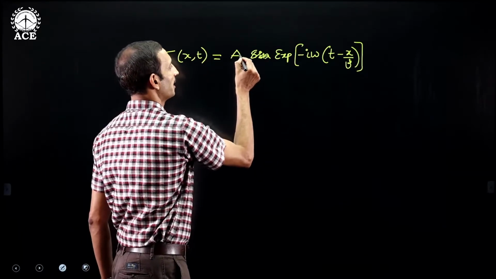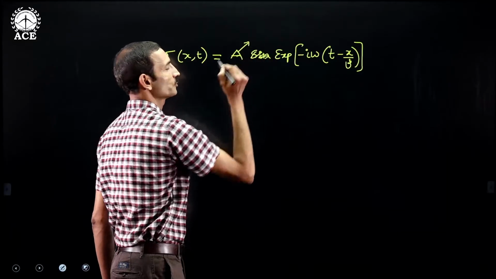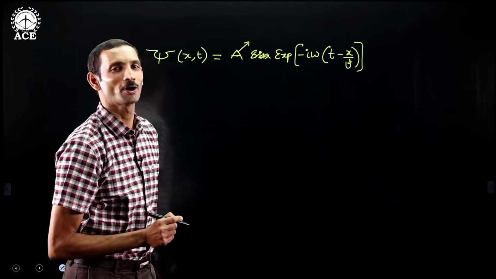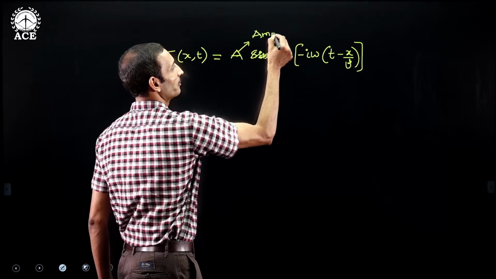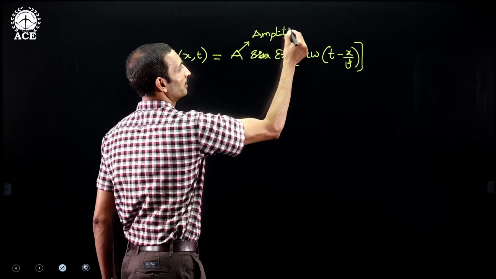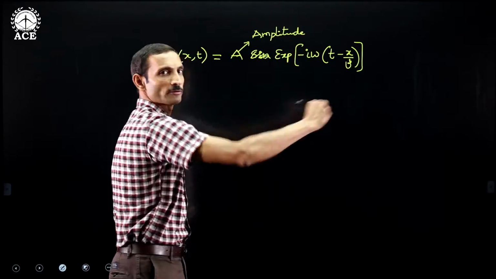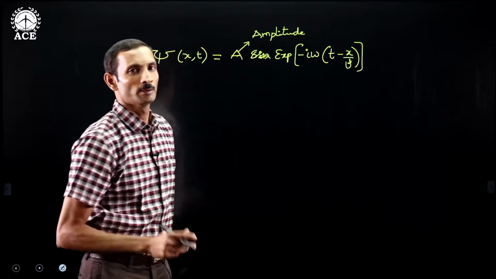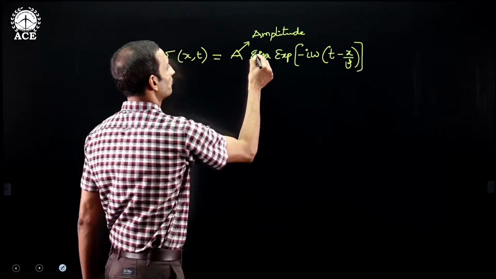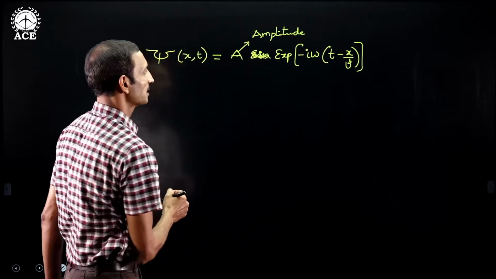And here there is A. Can you tell me what this one is? Spot on, amplitude. This is nothing but the amplitude of the wave. So we are expressing the particle's motion in terms of a wave function, where it would have all the parameters corresponding to a wave. The first one being A, that is amplitude.